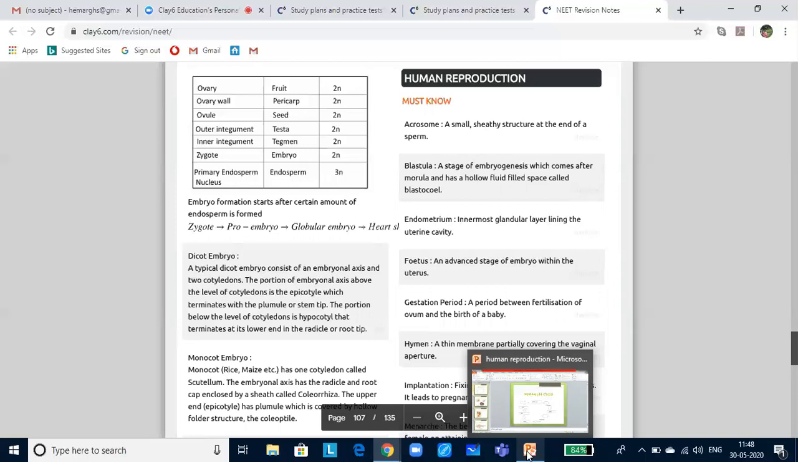The end with 33 chromosomes. When the gametes fuse together, they form a zygote, thus restoring the diploid number. Now the zygote will further divide by cell division or mitosis.